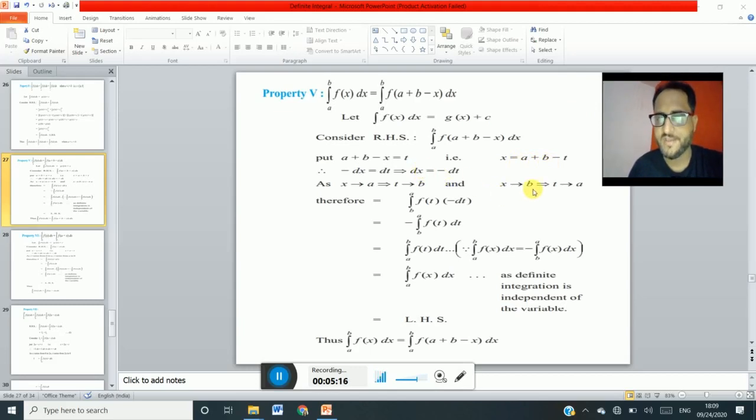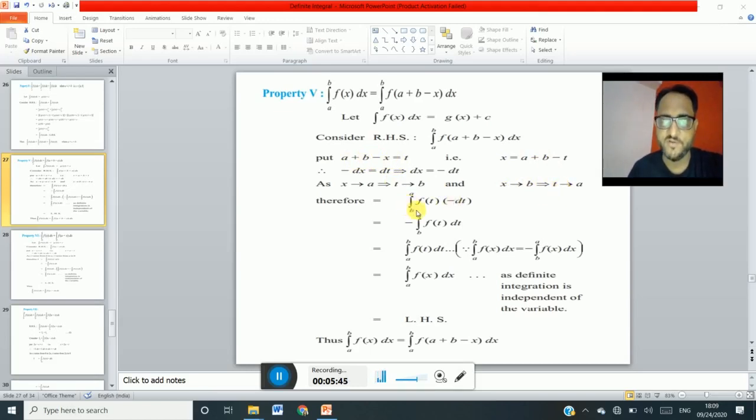Okay, so x tends to b, t tends to a. So this is the limit change actually. X tends to a, so t tends to b. How do we find it? Put x equals a, so a minus a, we get t equals b, which means t tends to b. And if x tends to b, put x equals b, so b minus b is 0, and t equals a, so t tends to a, right? So this is the change.